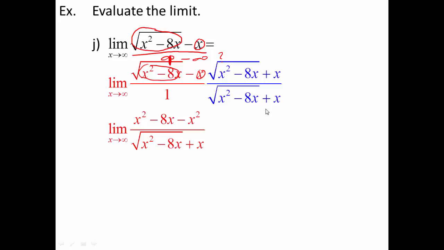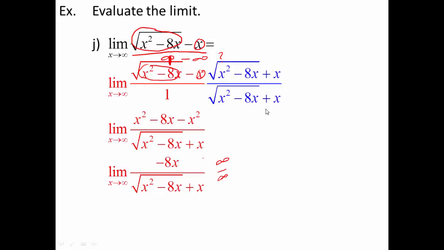Of course, the x squareds are going to cancel out. I'm left with negative 8x. And then I reapply my limit. Now, of course, I'm still getting infinity over infinity, but now I have my more familiar form of infinity over infinity. So it comes down to, is it top heavy or bottom heavy? If it's top heavy, the answer is infinity. Bottom heavy, the answer is 0. Or if they happen to be the same degree, then I can use the ratio of the leading coefficients to get my answer.